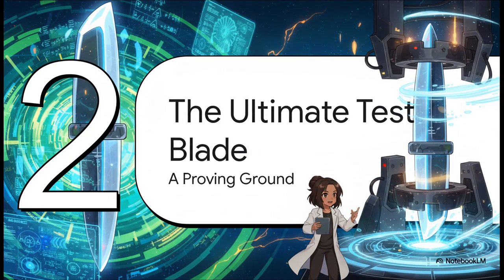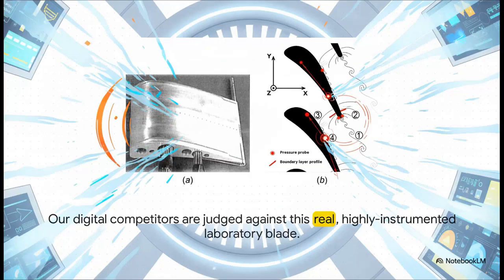But, theories and cool analogies are one thing. To find a true champion, you need a real-world test. These simulations aren't just running in a digital vacuum. They're about to be pitted against a physical benchmark, a real proving ground for all their digital predictions. And here it is. This is the actual blade, built for a major European research project. It is covered in hypersensitive pressure sensors that record exactly what's happening on its surface inside a high-speed wind tunnel.